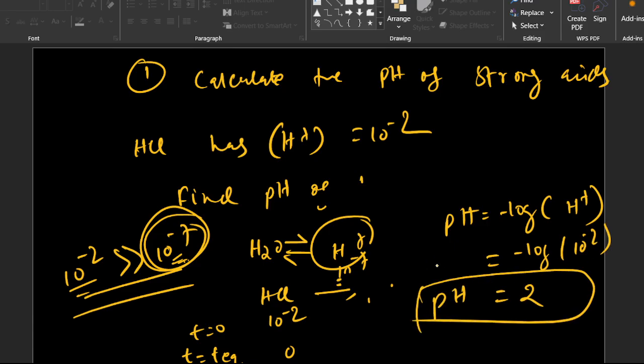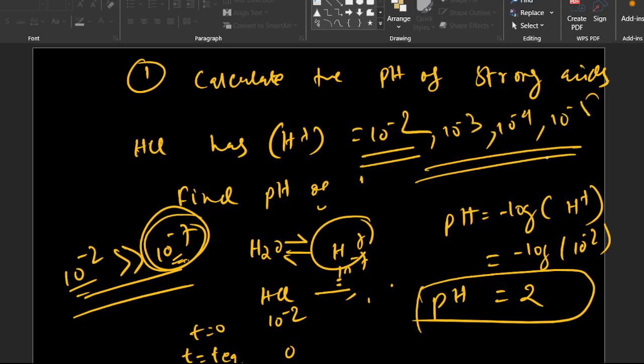So we have already discussed that if the concentration of H plus is 10 raised to minus 2, 10 raised to minus 3, 10 raised to minus 4, or 10 raised to minus 5, then we do not include the concentration of H plus from water. And if the concentration of H plus is 10 raised to minus 7 or 10 raised to minus 6, then we include the concentration of H plus from water.